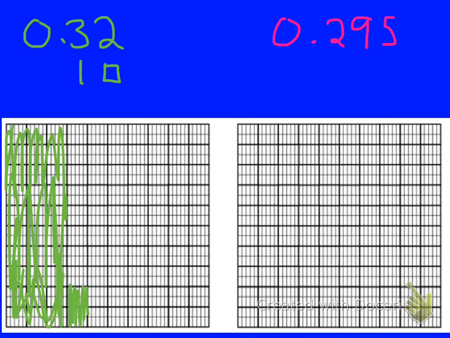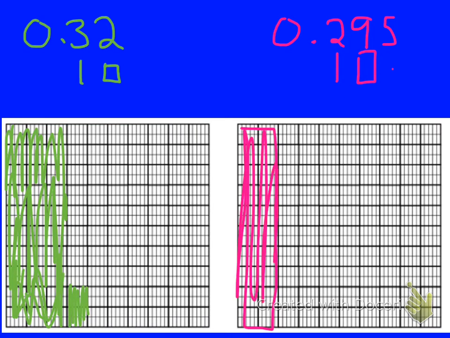Alright, now I'm going to shade in mine for 295 thousandths. So there's my longs, my cubes, and then remember the thousandths place is just the little boxes. So I have 2 longs on this one. 2 longs, 9 cubes, and 5 of these little tiny boxes.